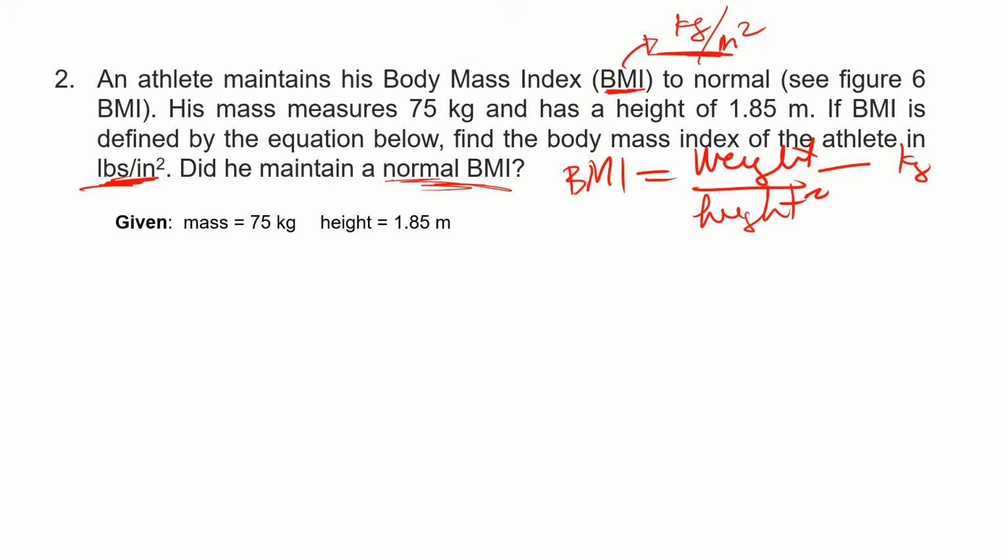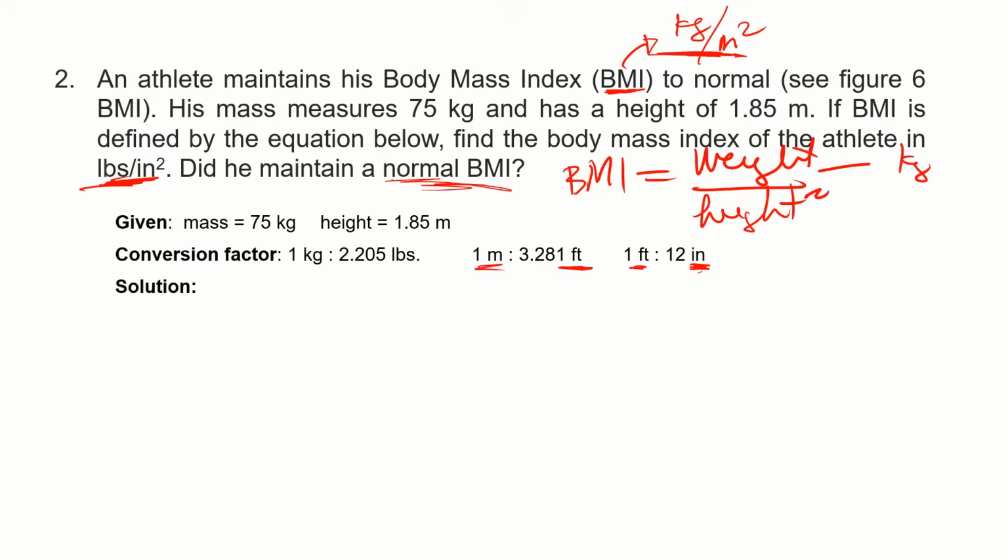We have here the mass, 75 kilograms, and the height is 1.85 meters. And identify the conversion factor. So we have 2.205 pounds in 1 kilogram. And since we want to convert squared meter into squared inch, we don't have direct conversion factor between meters to inches. So therefore, we need to convert this into feet. So i-convert muna natin siya sa feet, and then from feet we will convert it into inches. So dadaan muna siya dito bago tayo mag-convert into inches.